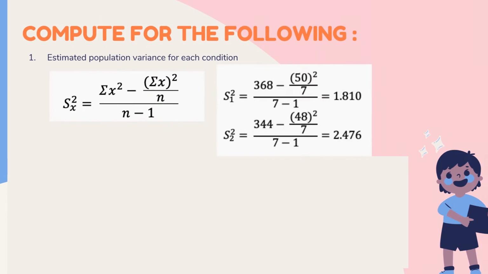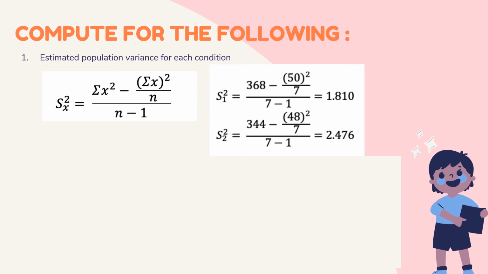We will now proceed to compute the following. To get the population variance, we need to use this formula. Subtract the summation of the squared set by the square of the sum of the set divided by the sample size, and divide it all by the sample size minus 1.